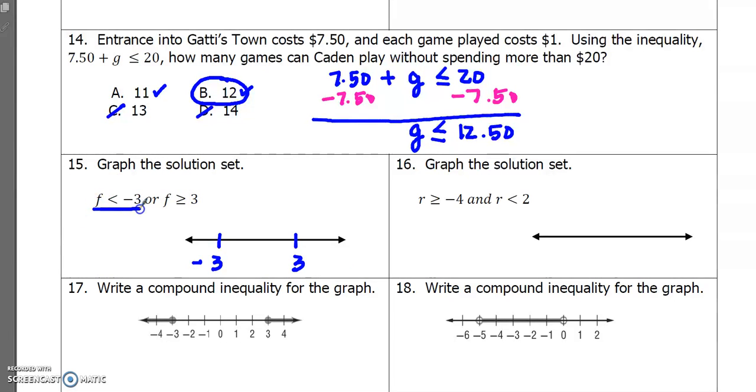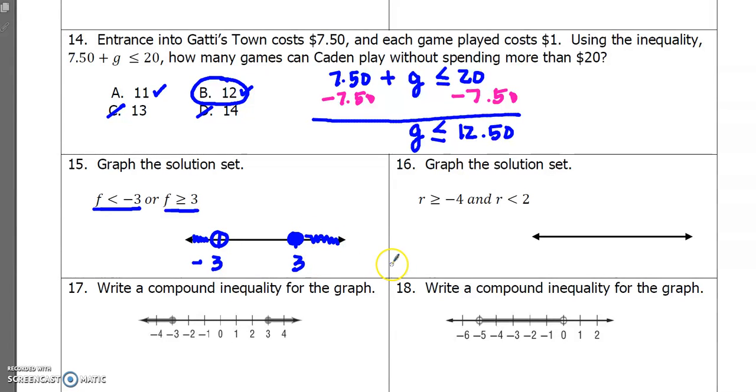So I'm going to look at this right now. F is less than negative 3. So there is my empty circle, and then I'm shading to the left. And now I'll do this one. F is greater than or equal to positive 3. So I will have a closed circle because of the equal to, and I'm shading to the right.